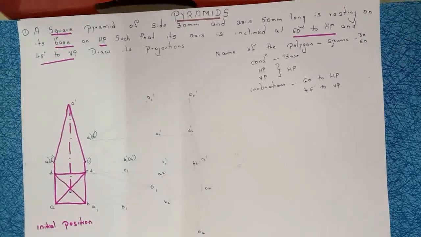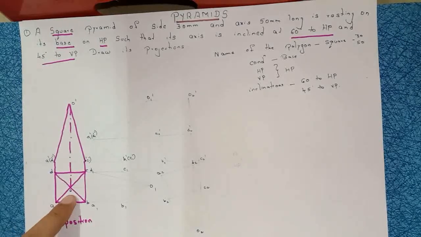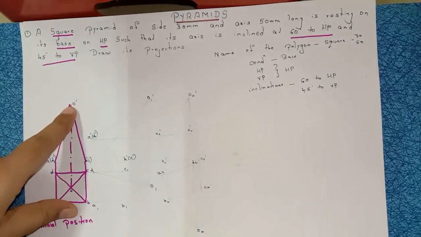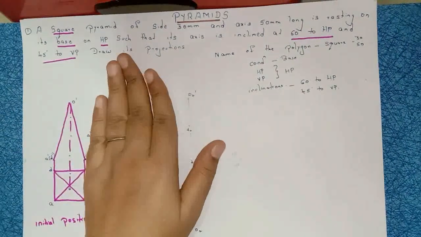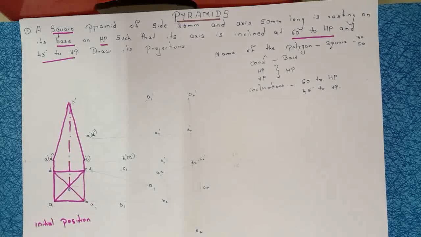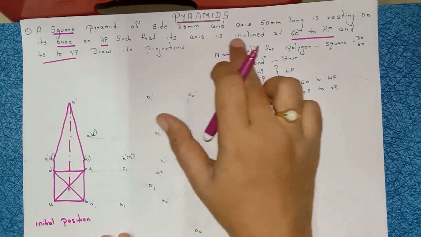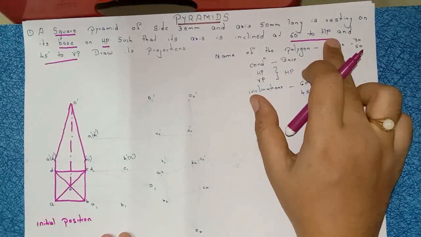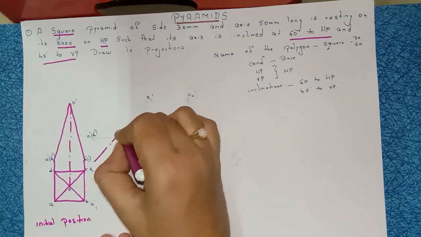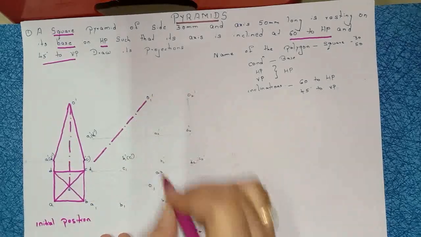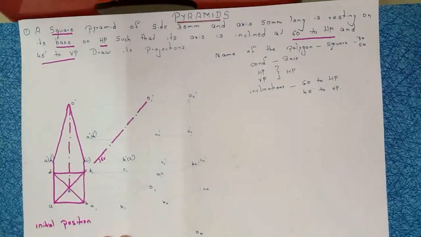The important thing is that a pyramid is bounded by triangular faces. You have to mark the O point here and the O dash point here. This is compulsory. So after drawing the initial position, how do we draw the middle position? What is the question? Axis is inclined at 60 degrees to HP. So how to construct this? First draw the axis line of any length. The angle here is 60.